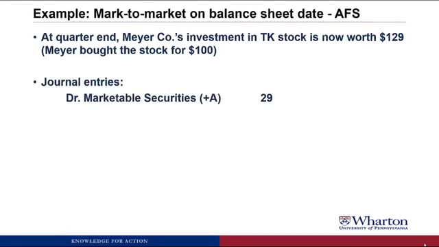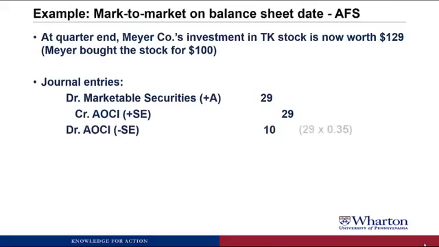So the journal entries are, again, debit marketable securities to increase the marketable securities to market value from 100 up to 129. But since it's available for sale treatment, we don't put this on the income statement. Instead, we credit accumulated other comprehensive income, or AOCI. So this is what we saw before in the earlier videos. But now we want to try to tackle the tax effect.